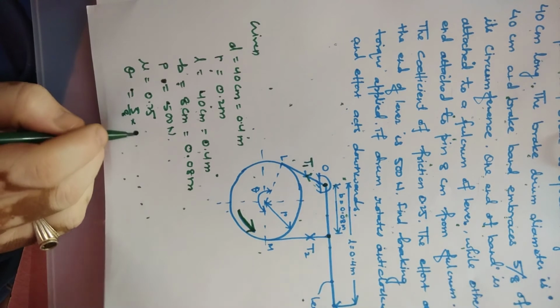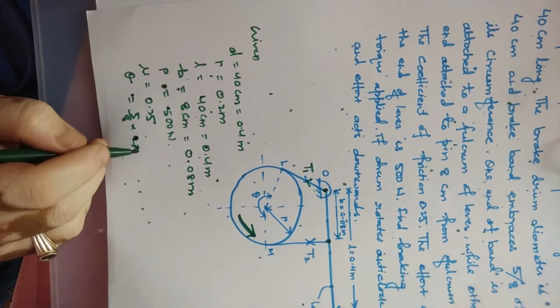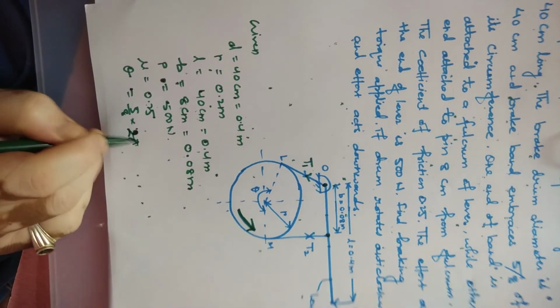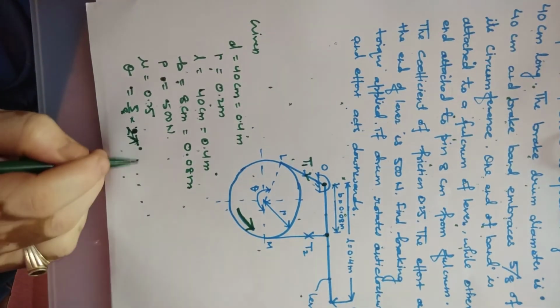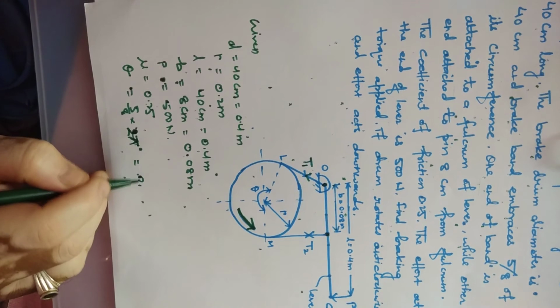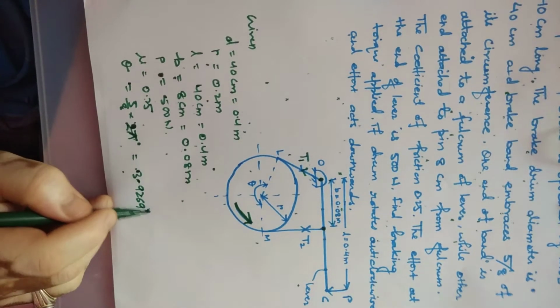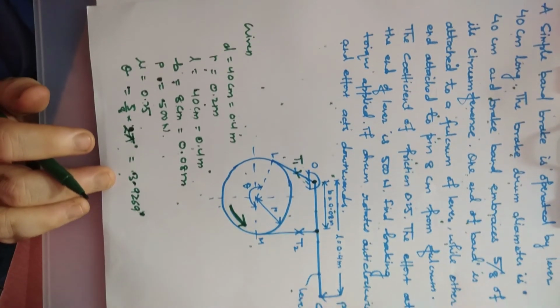That means theta is equal to 5 by 8 of its circumference, that is 2 pi. So 5 by 8 into 2 pi, and when we calculate this, theta is 3.9269 radians. So we have calculated the theta. Now we have to calculate the braking torque.